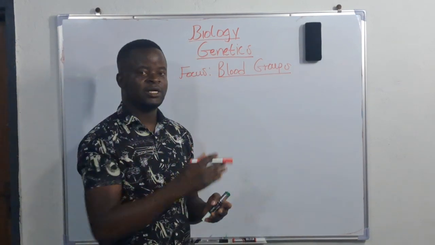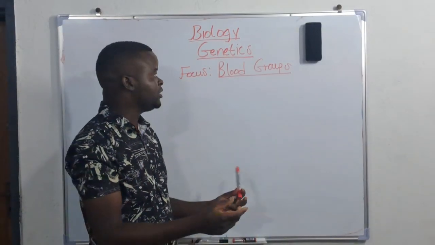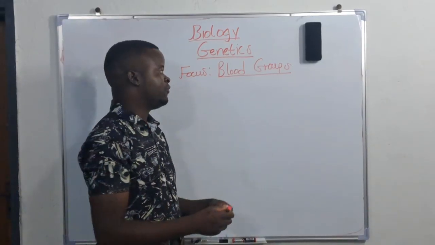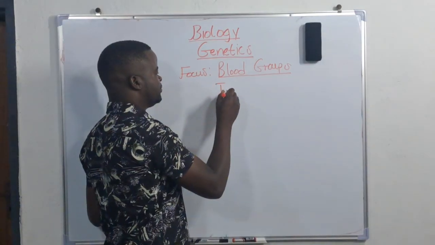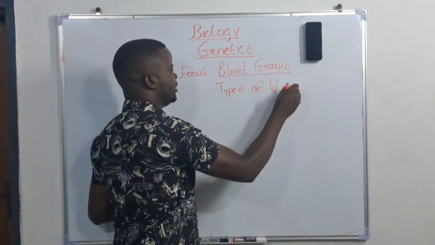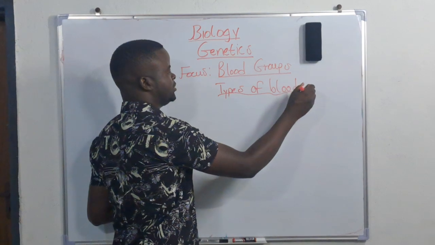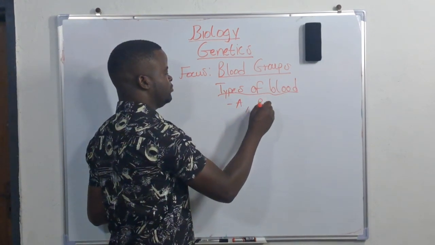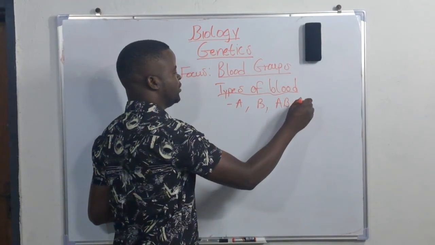For now, let's start our discussion. Therefore, we are focusing on genetics, and our major focus under genetics is blood groups. We have common types of blood groups. Common types of what? Blood groups. So we can have blood group A, we have blood group B, we also have blood group AB, and we also have blood group what?